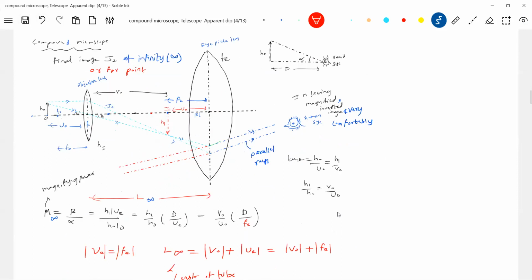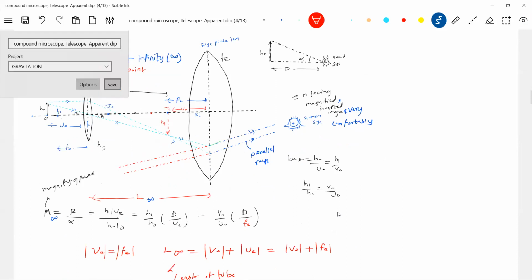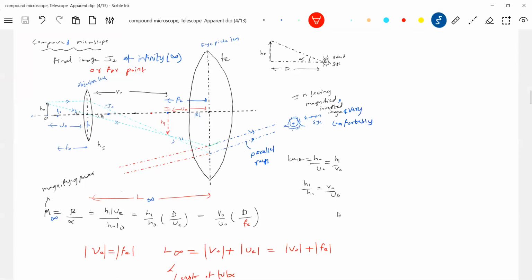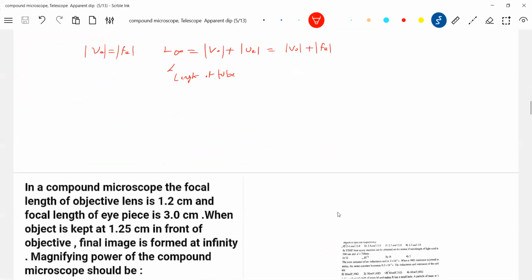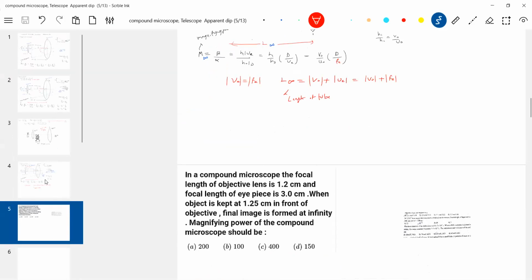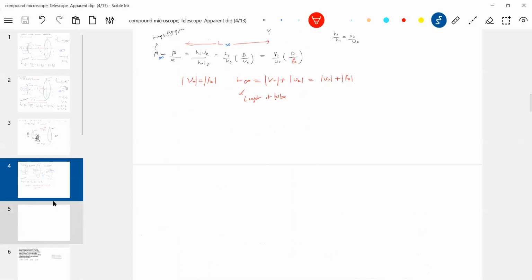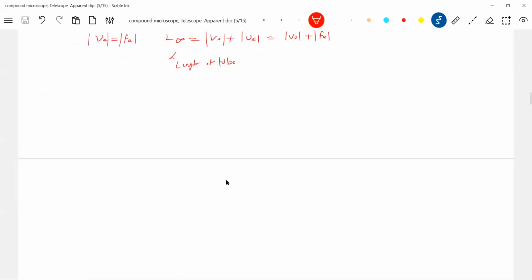Shall I go for the next, telescope? Problems we will do combinedly. Two problems are there, very easy for you. I'll start the telescope. What is a telescope? I want to see far away objects. There's one basic necessary condition.